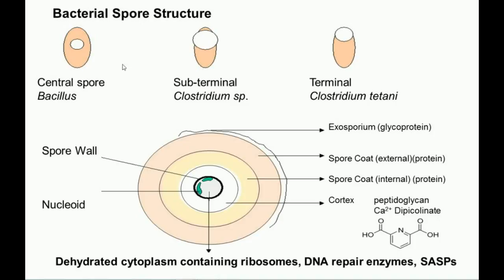If it's central, that's Bacillus. Subterminal or terminal is going to be Clostridium. I think you'd have to be a very good microbiologist to identify Clostridium tetani versus another clostridial species just by looking at where the endospore is. Now, endospores are formed as a highly resistant type of cell that can survive high temperature, desiccation, chemical attack, freezing, of course, lyophilization. They're very, very resistant.